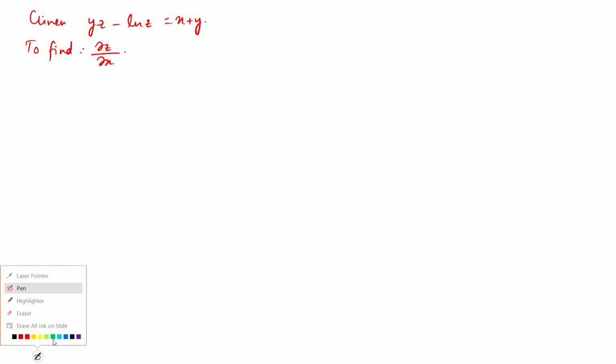We are given yz minus log z equals x plus y, from which we will have to find del z upon del x. Let me explain this completely, then from the next problems you may try. Mark this as equation 1.